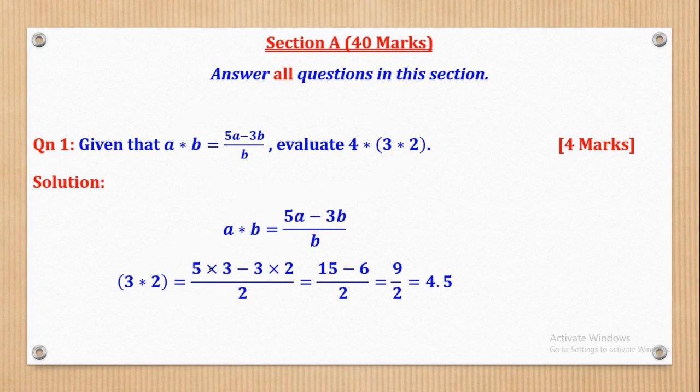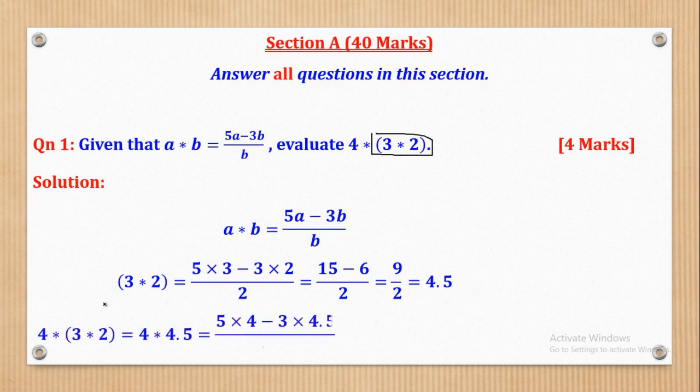So when I simplify, 5 by 3 gives me 15 and 3 by 2 gives me 6, and this 2 remains. So then 15 minus 6 gives me 9, this remains 2. So when I divide 9 over 2, it will give me 4.5. So now I've got the whole of this bracket as 4.5. Therefore, it implies that 3 star 2 is the same as 4 star 4.5.